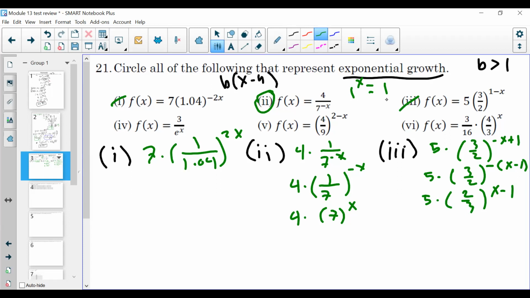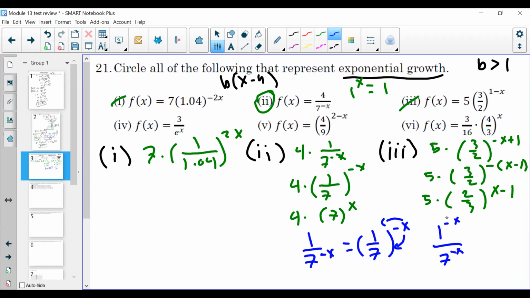Yeah, because what I'm saying is 1 over 7 to the negative x. This is the same thing as 1 over 7, all to the negative x. Because if I took this negative x and I distributed it in, I get 1 to the negative x over 7 to the negative x. But 1 raised to any power is always going to be 1. So 1 raised to the x is kind of redundant.